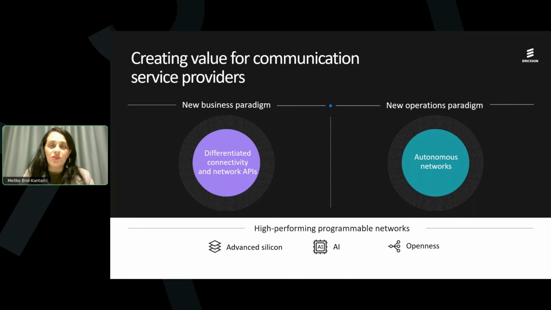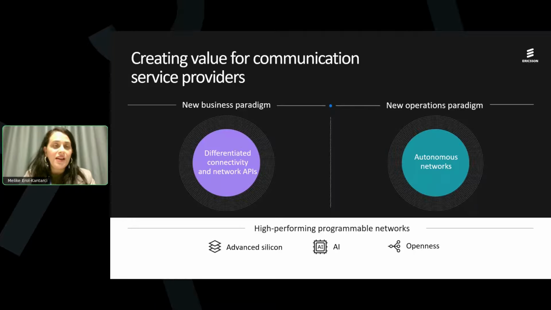We bring these two paradigms into realizations. For the business side of things, we talk about differentiated connectivity and network APIs. What does it mean? With programmability, we have new services, new applications that can benefit from differentiated connectivity. One user needs maybe more throughput, the other one needs low latency, the other user needs something else. So one network being multi-purpose and providing multiple connectivity levels. And AI is a good way to realize that. And then, of course, we have network APIs on top to allow more applications, more control.